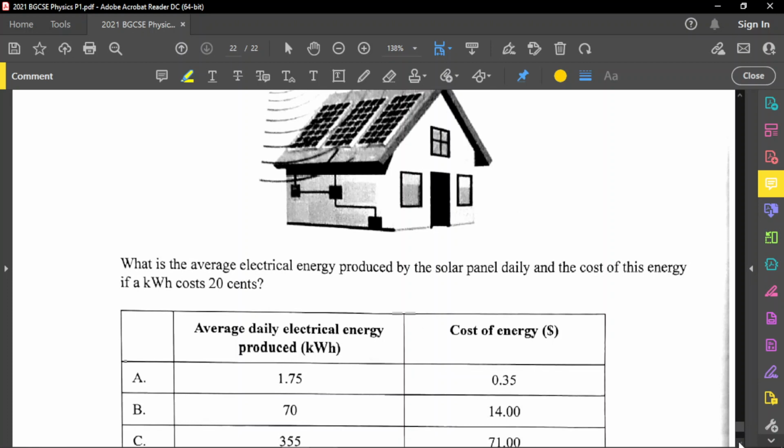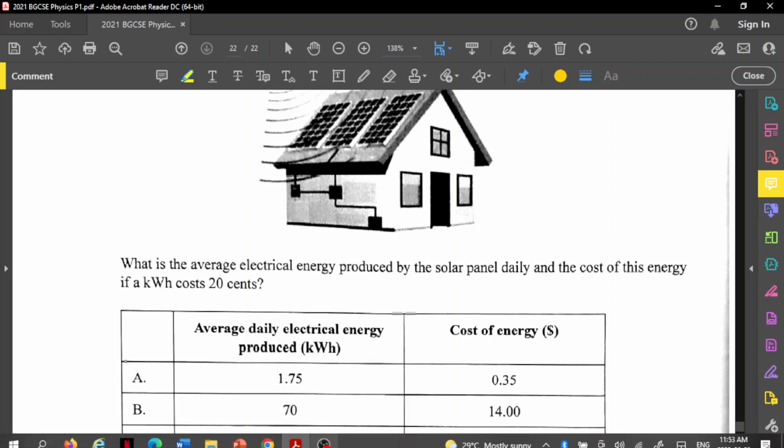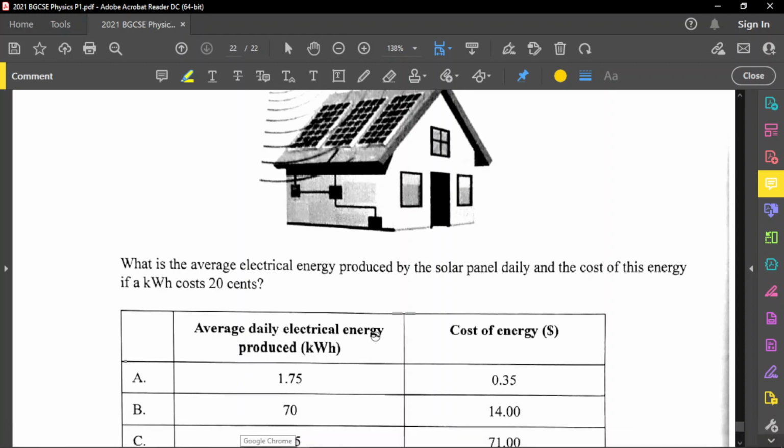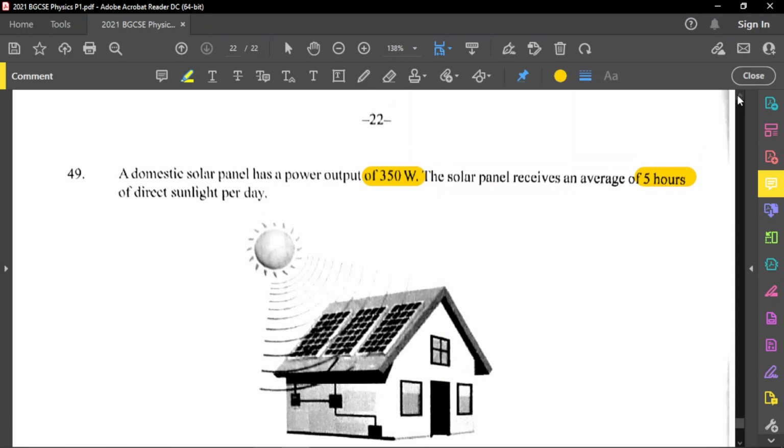It said, what is the average electric energy produced by the solar panel daily, and the cost of this energy if a kilowatt hour costs 20 cents. So if it's 20 cents per kilowatt hour, let's see how much we're going to get here. We want to find the average daily electric energy produced in kilowatt hours, and we want to find the cost of the electricity. So let's find the energy first.